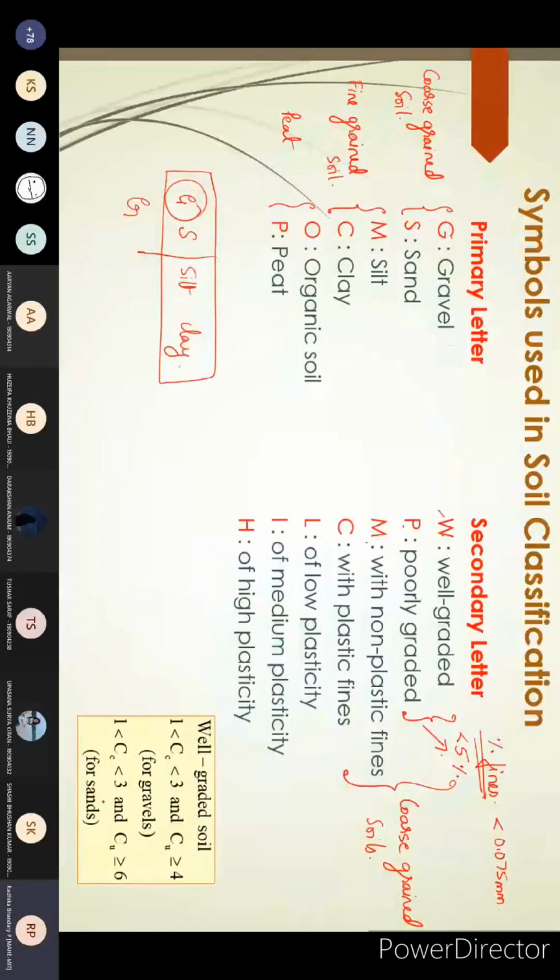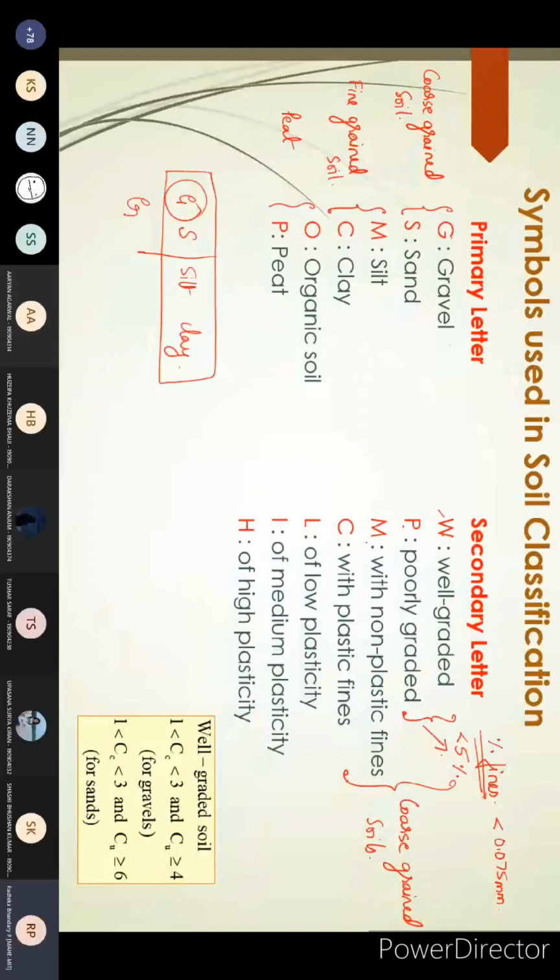Okay, so if it is sand, if the primary letter we got is S, and we get CU as more than 6 and CC between 1 and 3, then it is well graded. If any one of the conditions is not satisfied, then we call it poorly graded sand. Okay, so this is when the percentage fines is less than 5%.